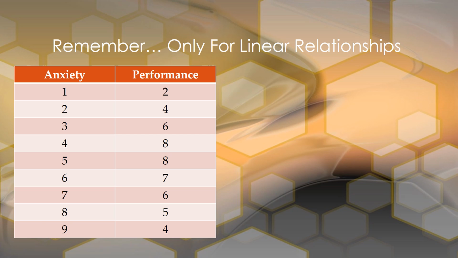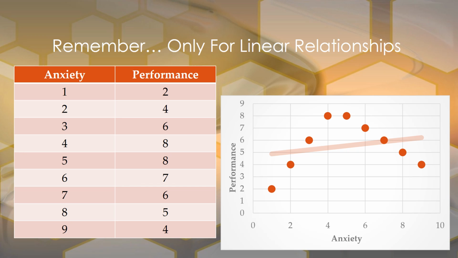But at a certain point, if you get too anxious, then you can't study because you're so anxious and worked up, and so then your performance starts to decrease. And so if you put that in a scatter plot, it looks something like this. As your anxiety increases, your performance increases until a certain level, and then it starts to decrease.